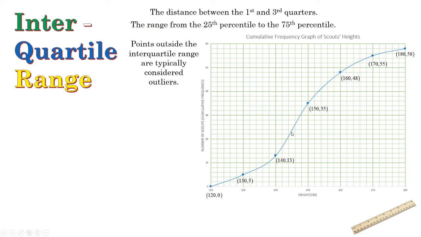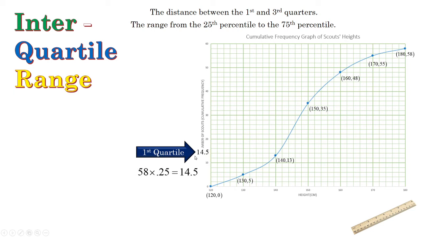Now, the reason this is useful is because if the heights are outside of that interquartile range, they can be considered outliers. There's very few people above the 75th and very few people below the 25th. Most people, the average, will usually be somewhere in between. Okay, so let's talk about how to find the interquartile range.